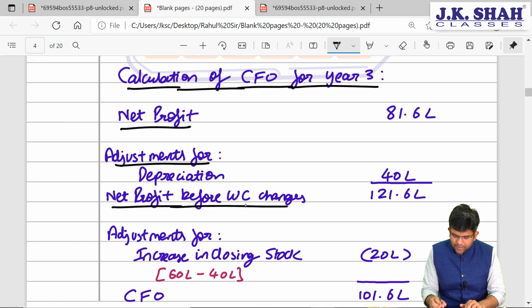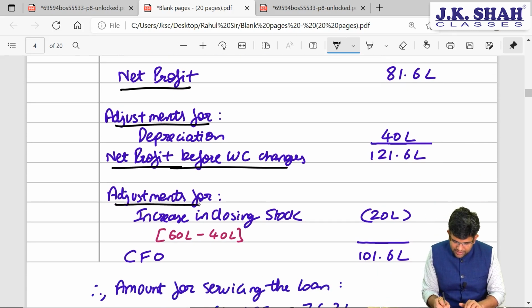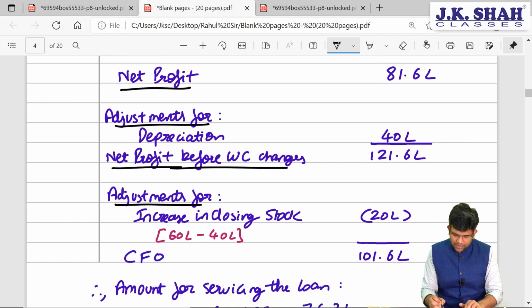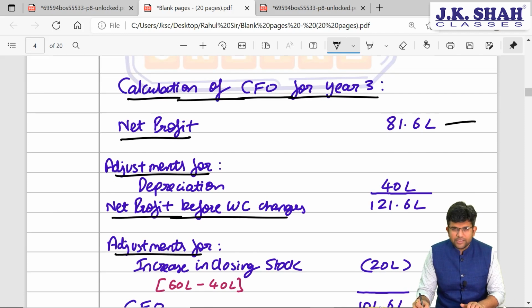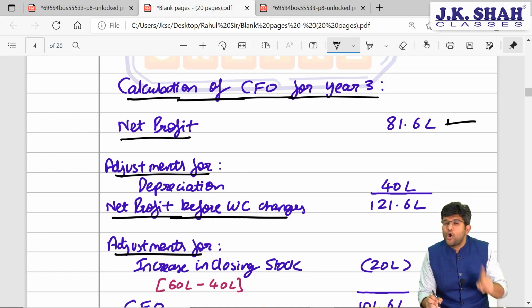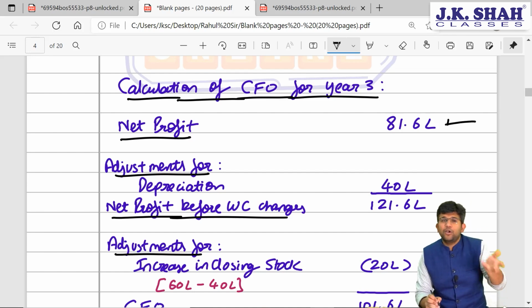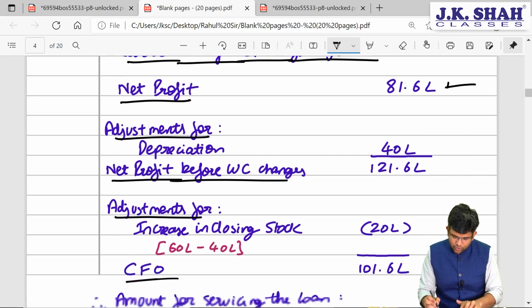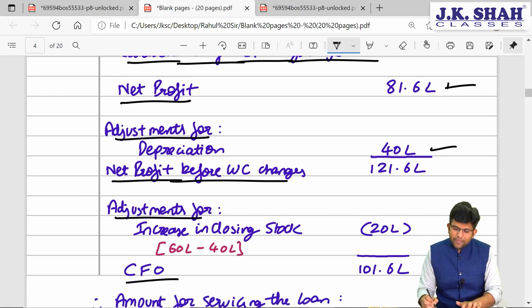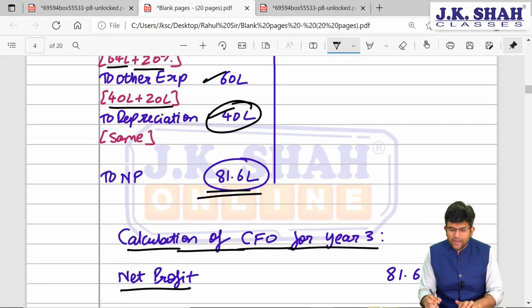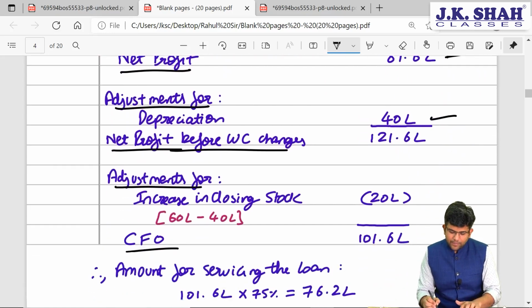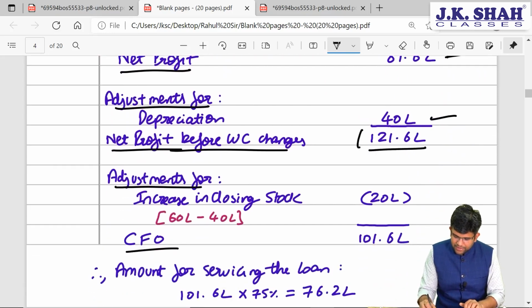You get net profit before working capital changes, then you do adjustments for the working capital changes, and then you get the final cash from operations. This 81.6 we just now got from the P&L upstairs. Then of course, children, I hope you understand that there was a depreciation also, a non-cash expenditure that you had subtracted, which will need to be added back to find the cash flow. So that depreciation, children, we add back 40 lakhs, right? This 40 lakhs we add back and we get the net profit before working capital changes.